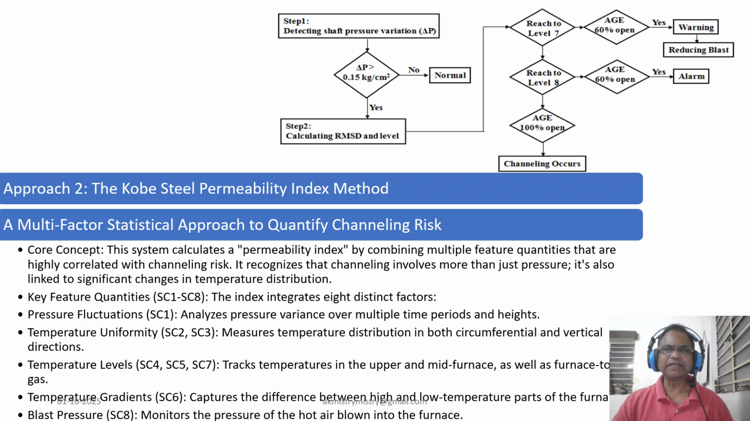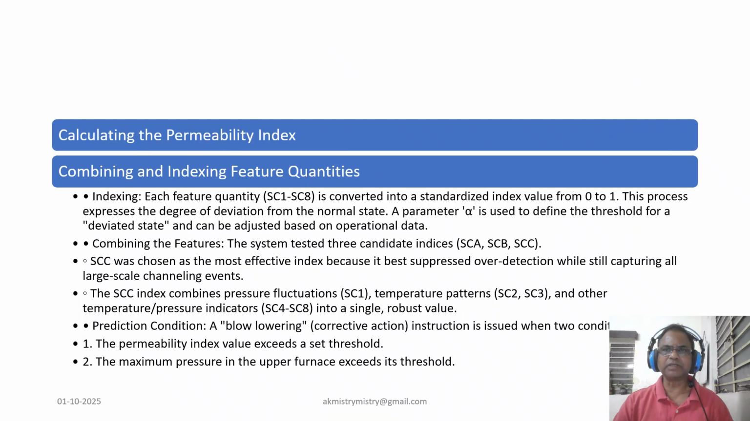The index integrates 8 distinct factors: pressure fluctuation, which analyzes variance over multiple time periods and heights; temperature uniformity, which measures the temperature distribution in both circumferential and vertical direction; tracking temperature in the upper and mid furnace as well as furnace top gas; capturing the difference between high and top temperature parts of the furnace; and monitoring the pressure of hot air blown into the furnace. So it takes into consideration various parameters.